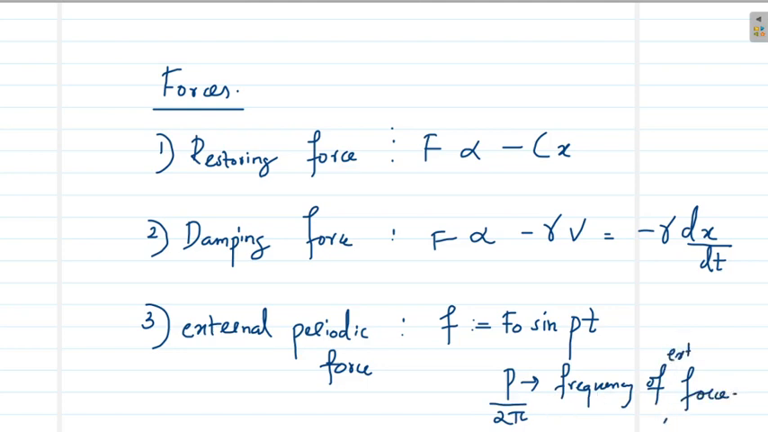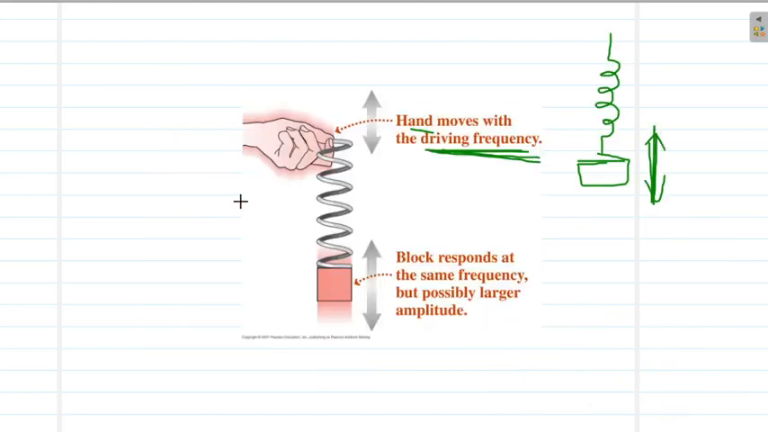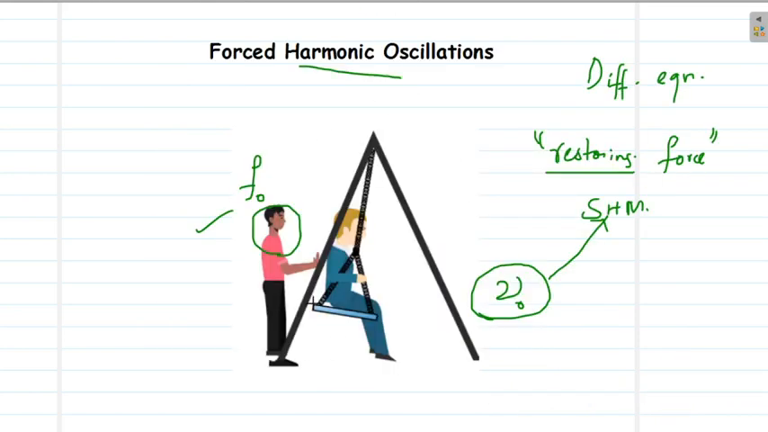In the case of an oscillating system like this swing, the restoring force is due to the natural oscillations of the system. The damping force is due to the air and other frictional force within the swing. Maybe here we will have a latch and that will have some friction. This friction and air resistance are the main cause of the damping force.